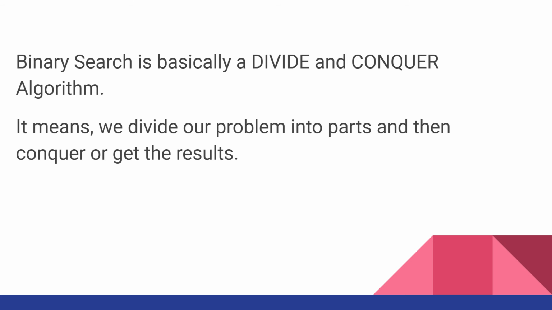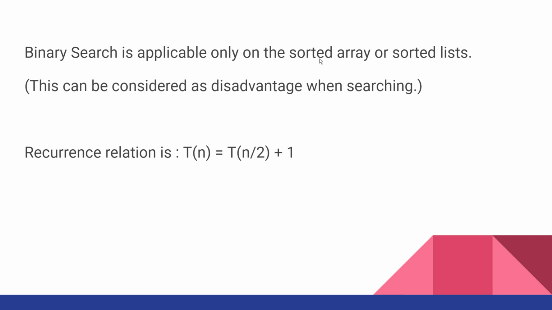Okay, so the condition for binary search is that it should be applicable only on a sorted array. On an unsorted array, this algorithm doesn't work, and the recurrence relation for the binary search algorithm is T(n) = T(n/2) + 1.